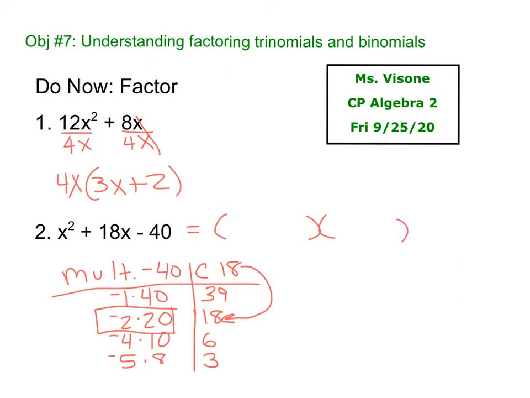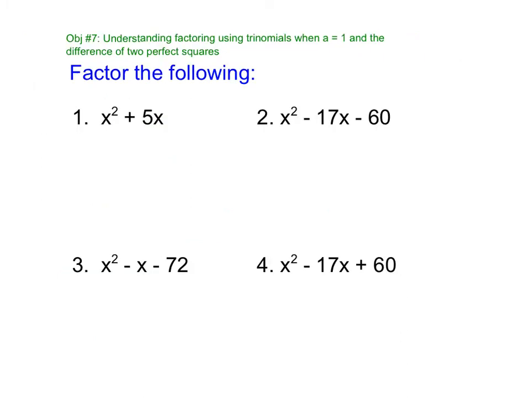So whenever I have a trinomial like that, it's x times x. That gives us our x squared minus 2 and plus 20. And that's it. All right, so here are 4 more review problems. I want you to pause the video and try these on your own.